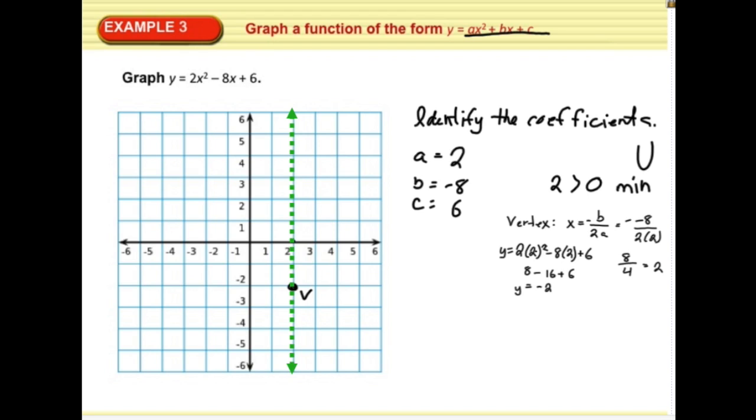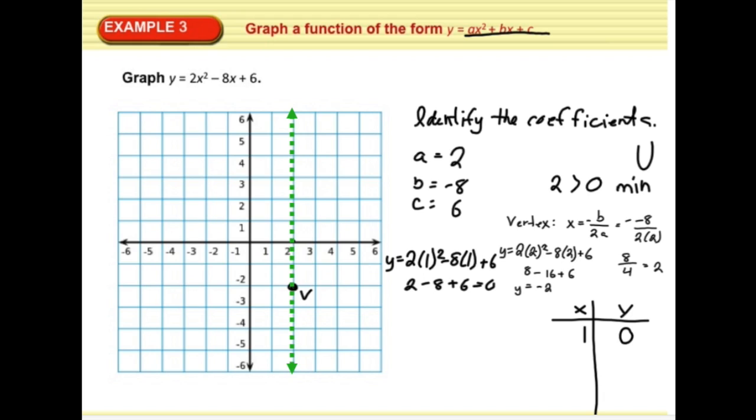So I'm going to say when x equals 1, what is y? Well, my equation is y equals 2x squared minus 8x plus 6. So 1 squared is just 1, times 2 is 2, minus 8 times 1 is 8, plus 6. 2 minus 8 is negative 6, plus 6 is 0. So when x is 1, y is 0. So I'm going to plot another coordinate point.